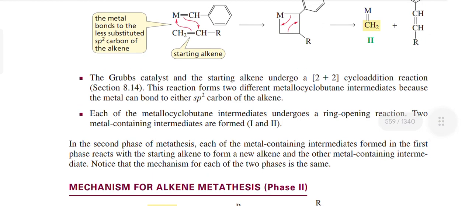In the second phase of metathesis, each of the metal-containing intermediates formed in the first phase reacts with the starting alkene to form a new alkene and the other metal-containing intermediate. Notice that the mechanism for each of the two phases is the same.